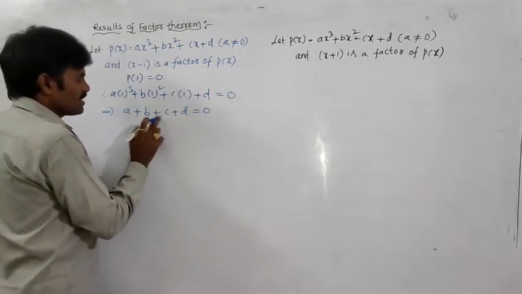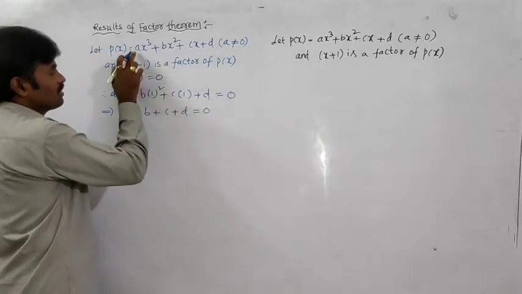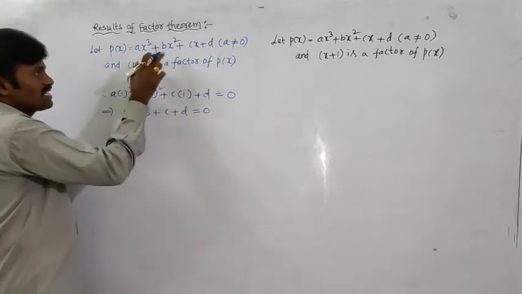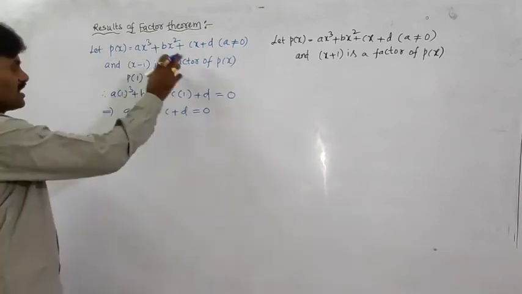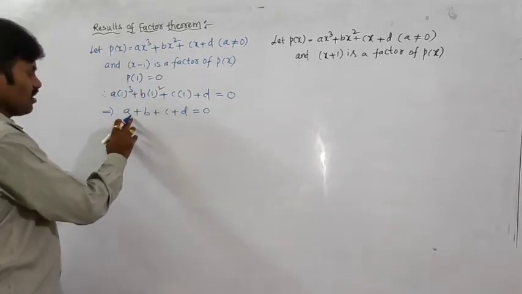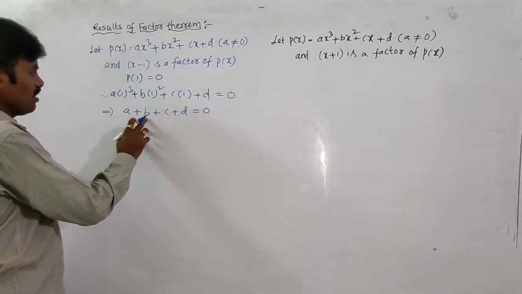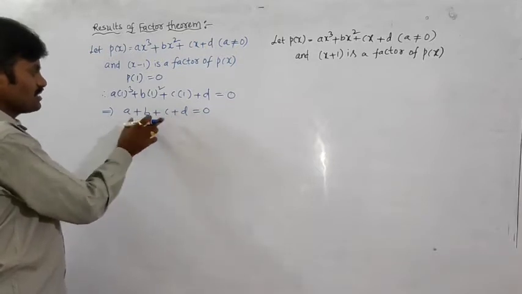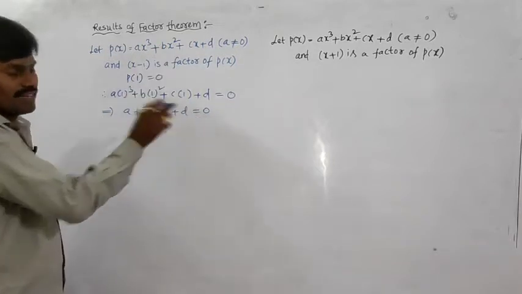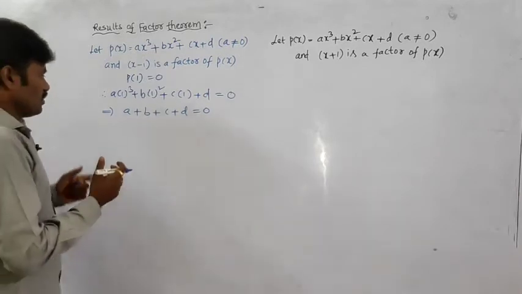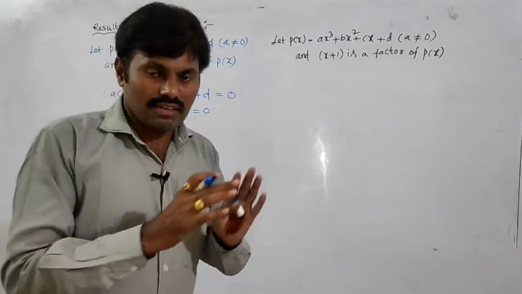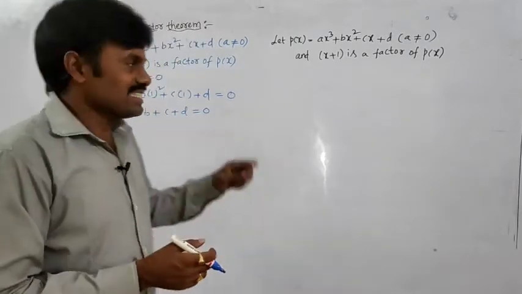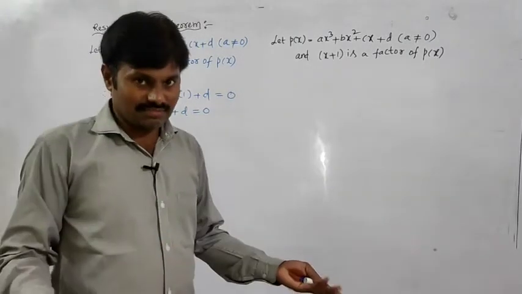What are these? a, b, c, d are real numbers, and particularly these are the coefficients of this polynomial. So what is the relation among these four? All are connected by plus signs. That means the sum of the coefficients of the given polynomial is 0. So if by our eyes we observe that the sum of the coefficients of the given polynomial is 0, we can blindly say that x minus 1 is a factor.